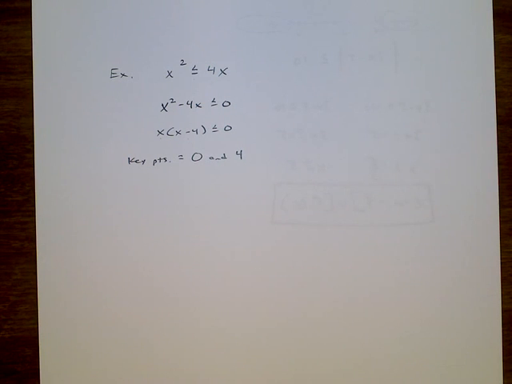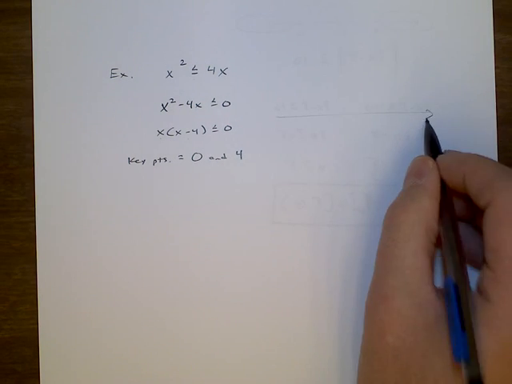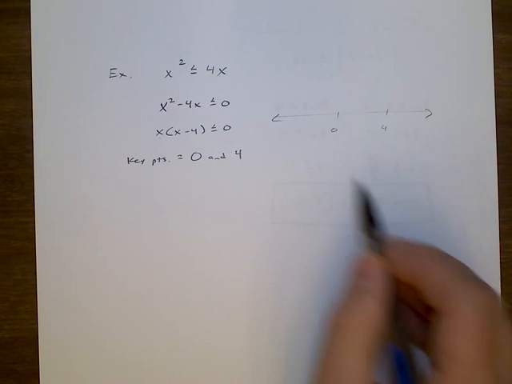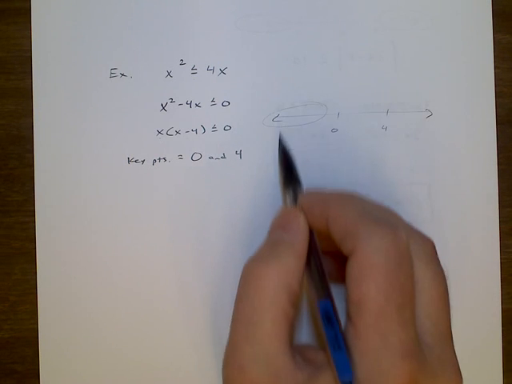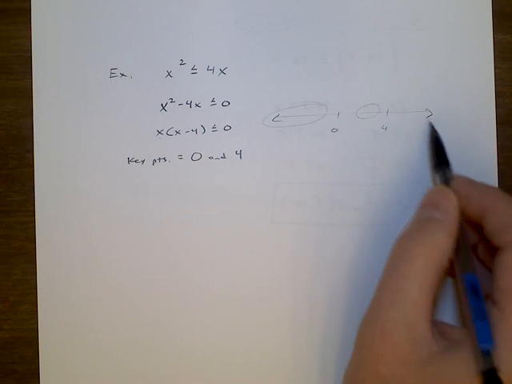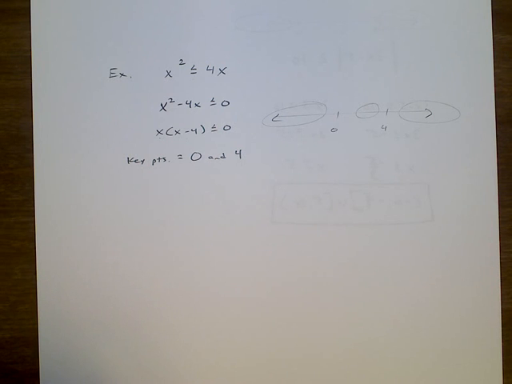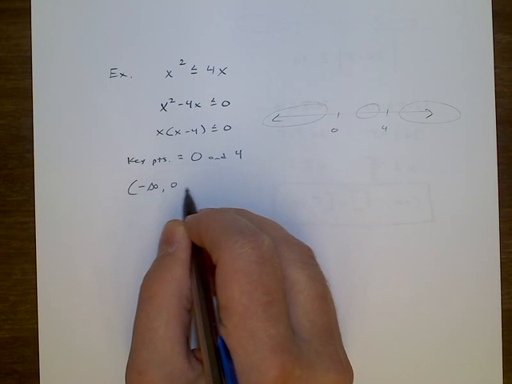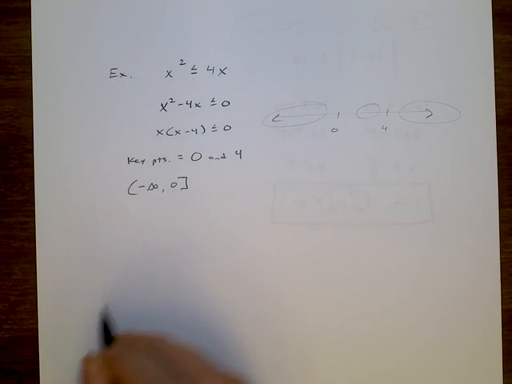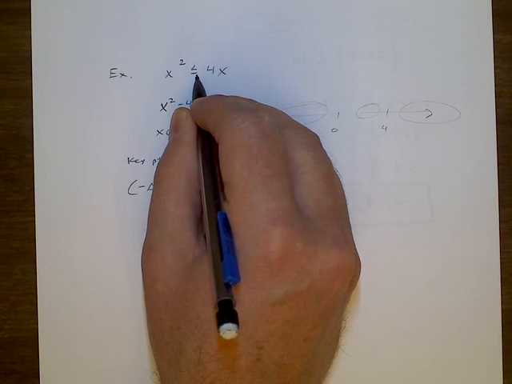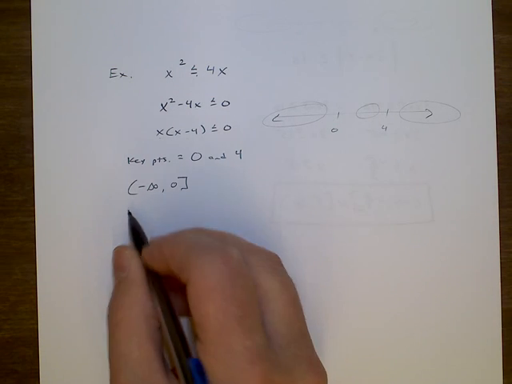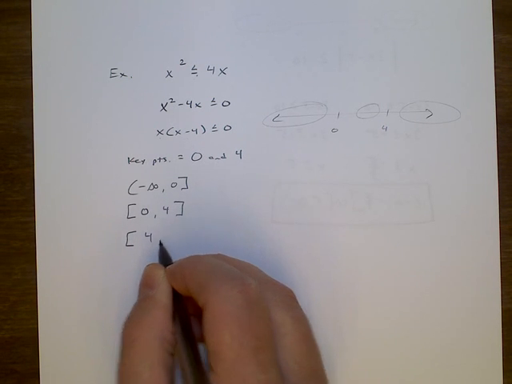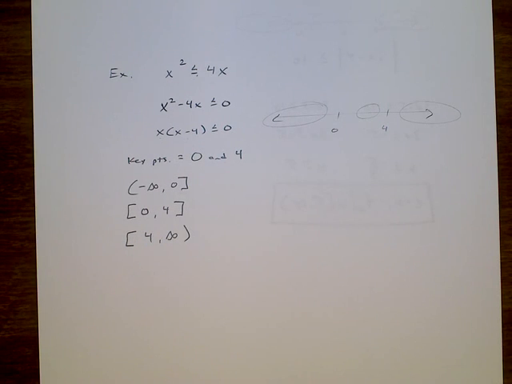And because we have key points of 0 and positive 4, if you think on a number line, here's 0 and here's positive 4, they split the number line into this region, the middle region, and this region. And those are the places that we have to test. We have to test from negative infinity to 0, inclusive of 0, because we want the boundary points because they make the left side equal to the right side. We need from 0 to 4, inclusive. We need from 4 to infinity.